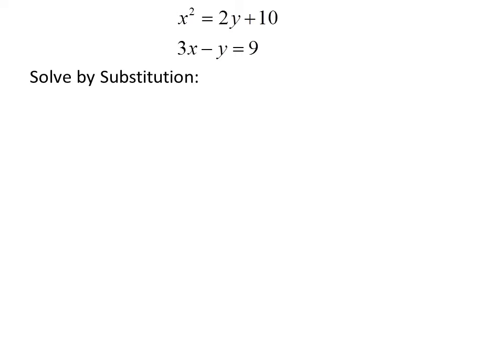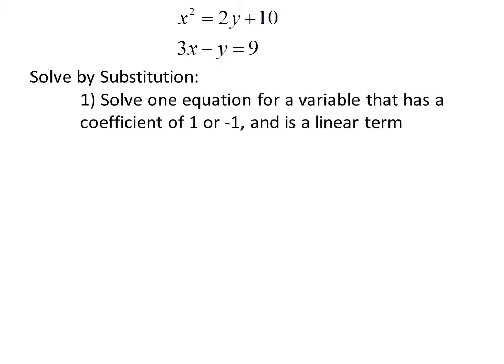All right, let's take the same system and solve it by substitution. When you're solving by substitution, you want to look for an equation that has one variable that has a coefficient of either 1 or -1 and is a linear term, so it's not an x squared or a higher power. So if I look at the first equation, x squared equals 2y plus 10, the x squared is squared, so that wouldn't work. The 2y has a 2 in front of it, so that wouldn't work. So let's look at the next equation. Well, 3x has a 3 in front of it, but that y has just a negative sign, so that would be a good one to solve for.